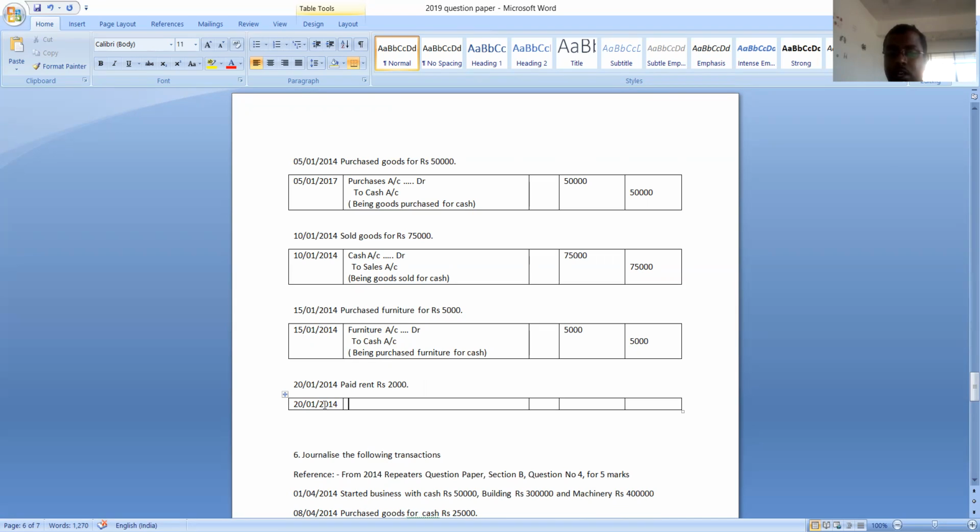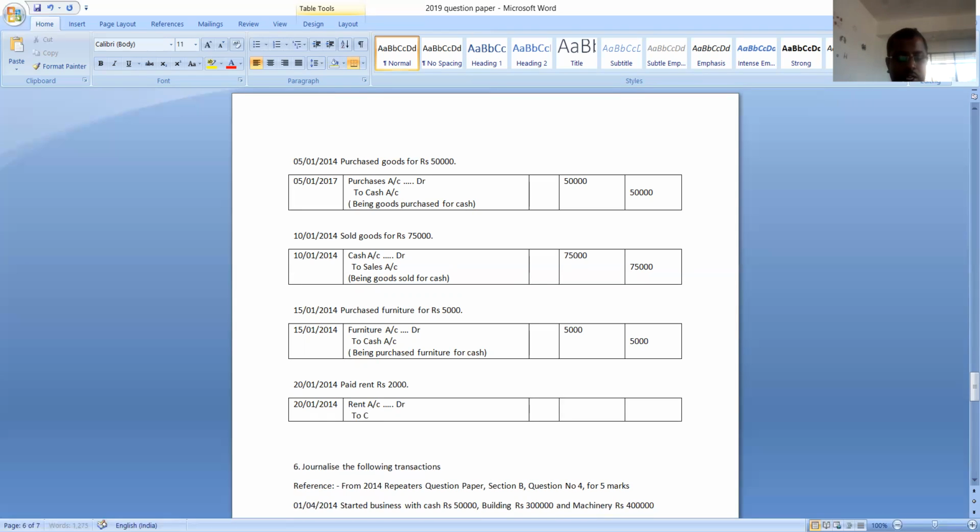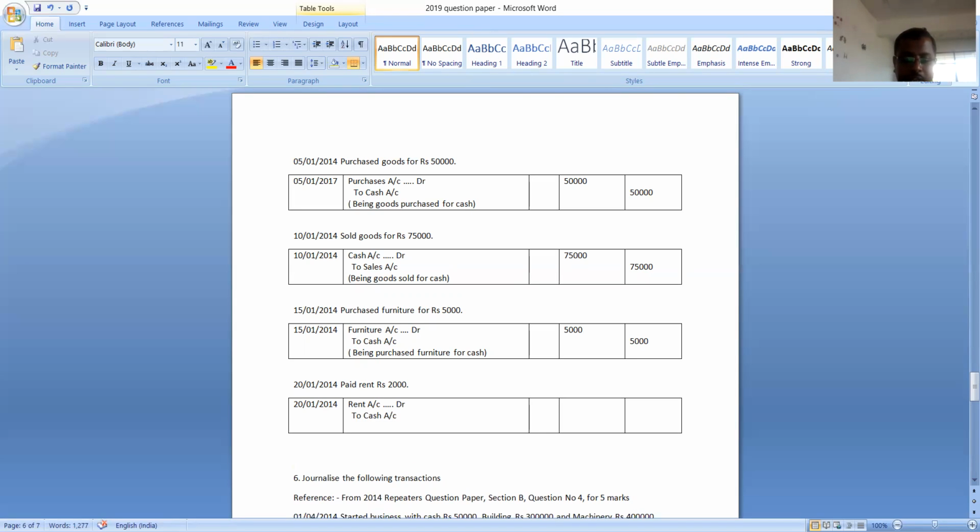Cash is a real account. What is the rule of nominal account? Debit all expenses and losses. Since rent is an expense, we should debit rent account, to cash account, because here cash is going out of the business. Rent paid means rent is an expense and cash is going out of the business. So cash account should be credited. What is the narration? Being rent paid. Ledger folio column nil, debit column rupees 2,000, credit column rupees 2,000.